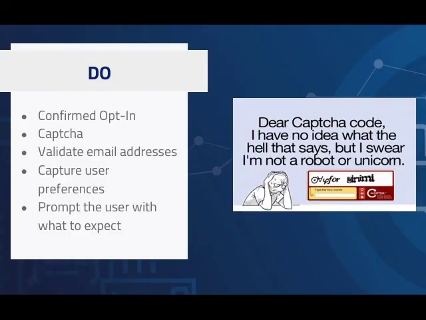First and foremost, confirmed opt-in. You probably heard it called double opt-in. It's really important. It verifies that an opt-in request did in fact come from the owner of the email address and was therefore not spoofed, forged, typoed, or otherwise fraudulently subscribed.